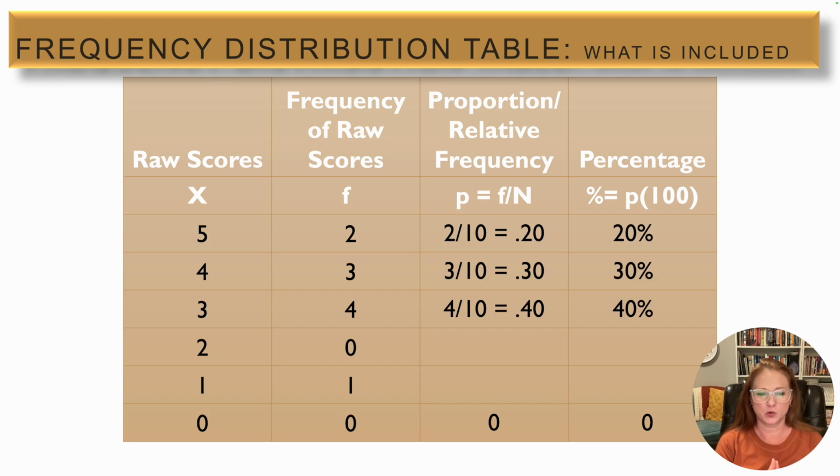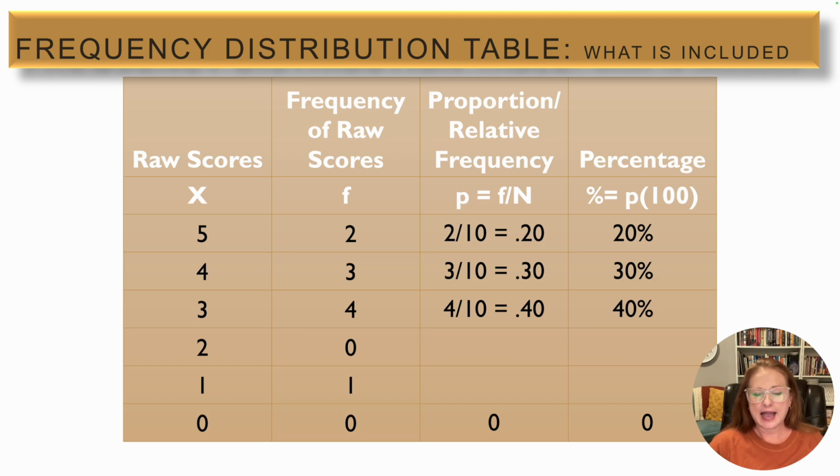So your raw scores, this is like your possible inches they could jump, right? Your frequency, that's your X. Your frequency is your F. That's your tally, that's your count, okay? The proportion then, how you get that is the relative frequency divided by your total number of people that you had in your class, your third graders, okay?